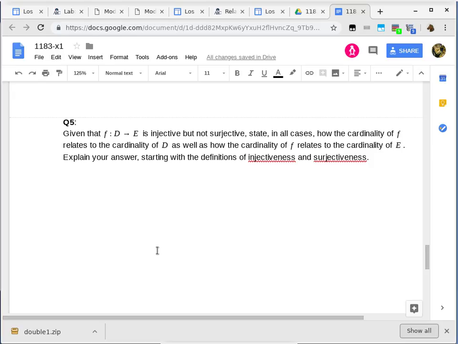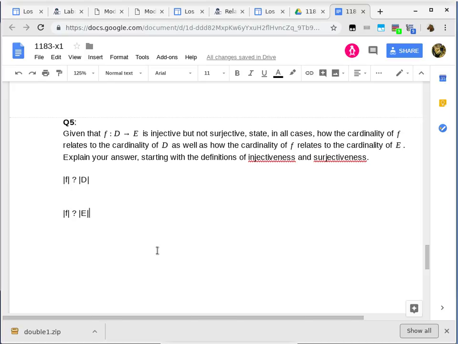In other words, what I'm asking is the following. Cardinality of f, question mark, the cardinality of D, and the cardinality of f, question mark, the cardinality of E. Tell me equal to, greater than or equal to, less than or equal to, does not equal to, or we simply cannot tell. Okay? So explain your answer, starting with the definition of injectiveness and surjectiveness. What does it mean when I say a function is injective? What does it mean when I say a function is surjective?